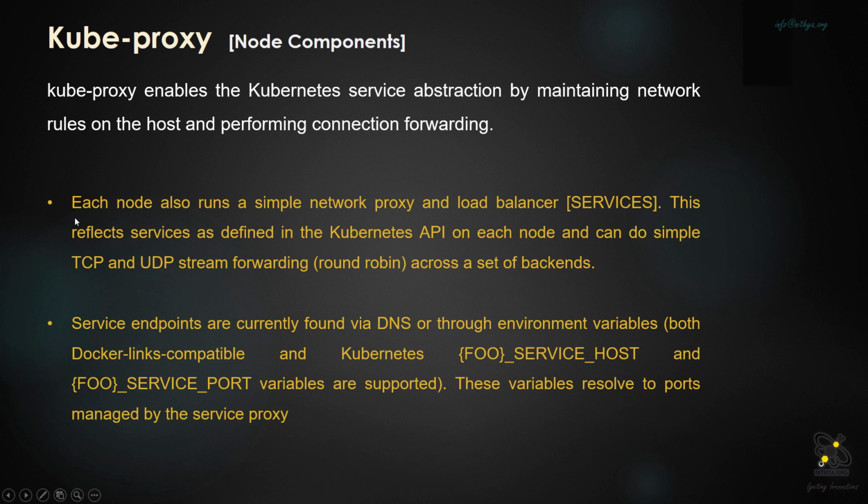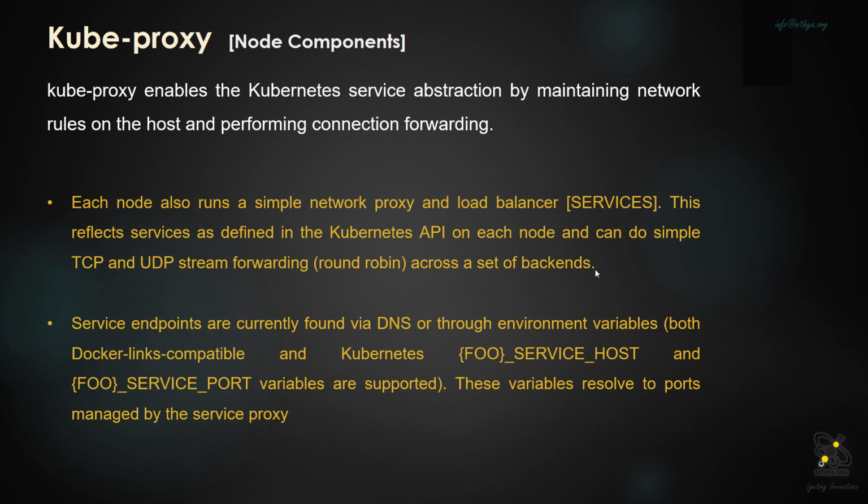Each node also runs a simple network proxy and load balancer. As I told you, it's called services. So kube-proxy, you can simply call by another name, services. This reflects the services as defined in the Kubernetes API on each node and can do simple TCP and UDP stream forwarding, round robin across a set of backends. As I told you, a service acts as a kind of load balancer.